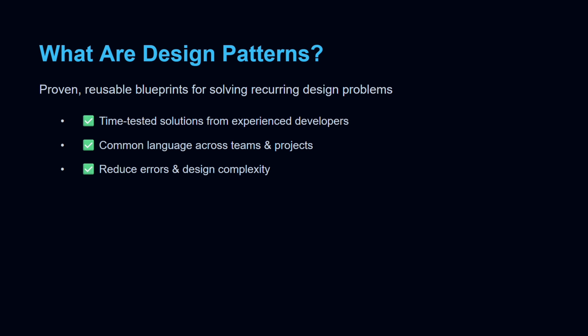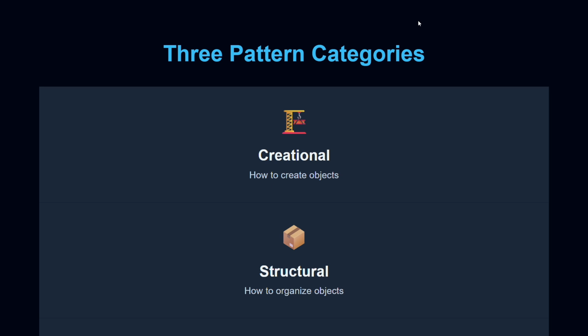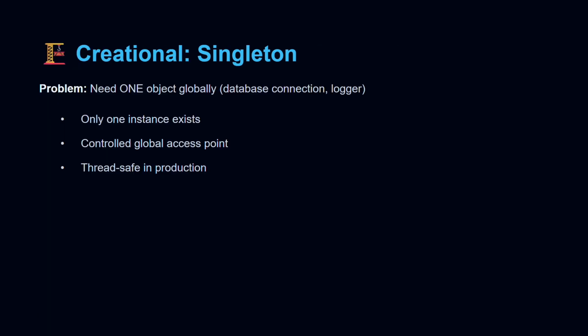Design patterns are organized into three main categories: creational patterns, structural patterns, and behavioral patterns. Creational patterns focus on how to create objects efficiently, and structural patterns focus on how to organize and compose the objects. Behavioral patterns focus on how objects communicate and interact with each other. Over the next few minutes, I will show you examples for each category with real use cases.